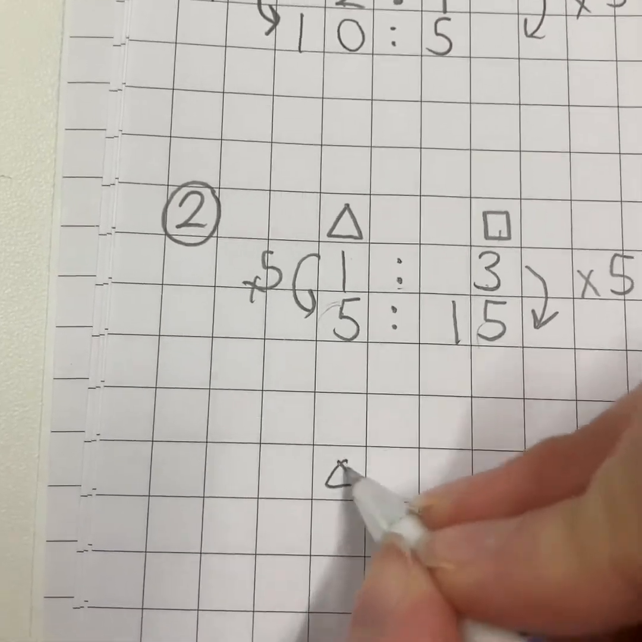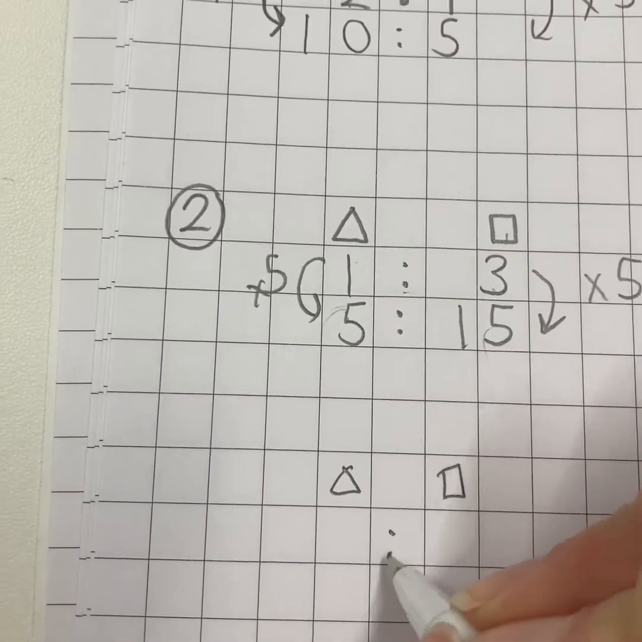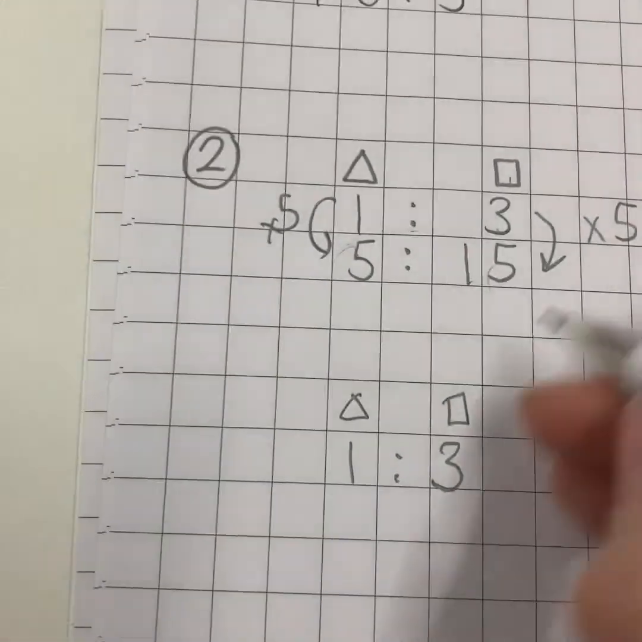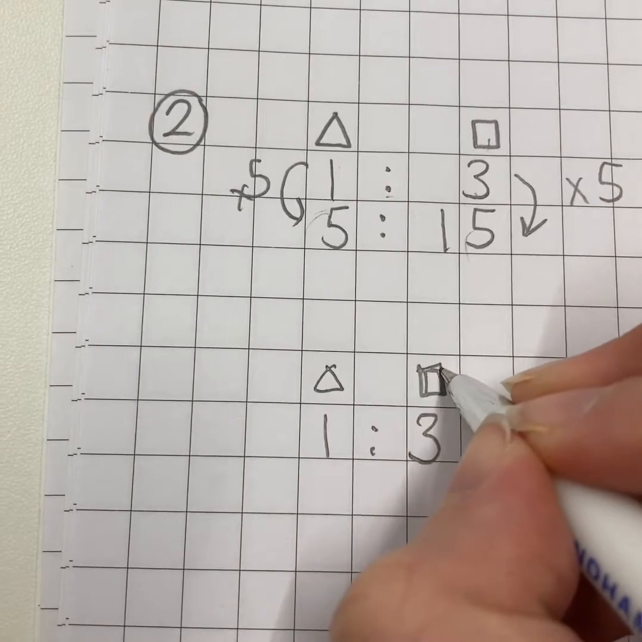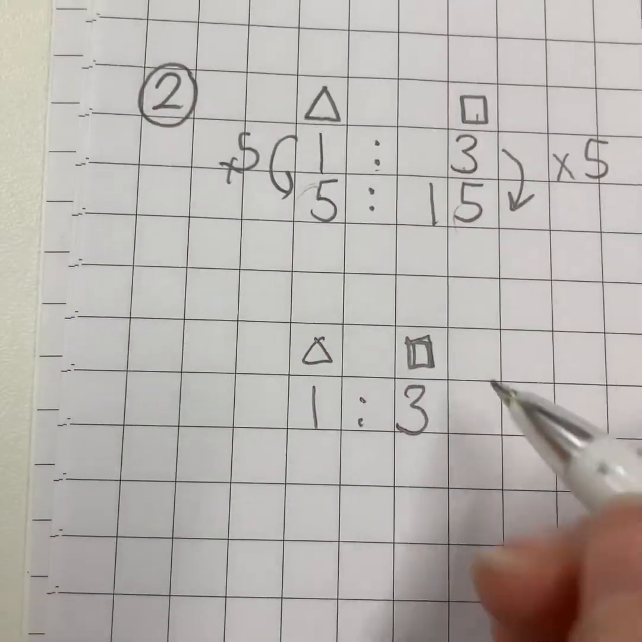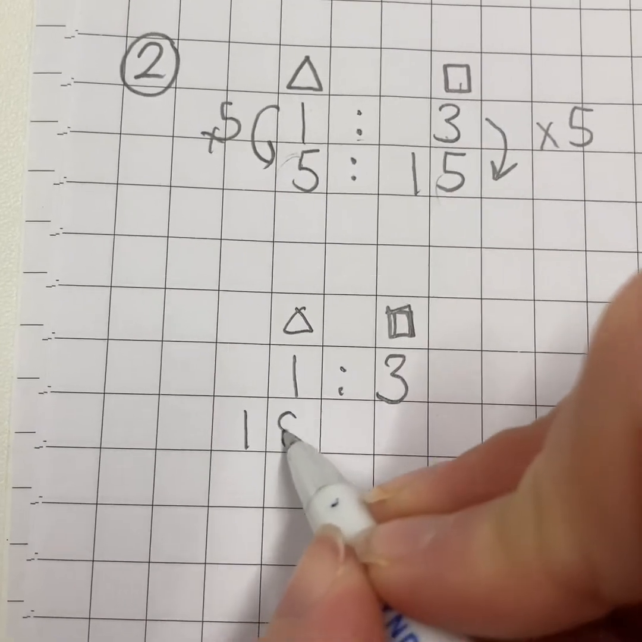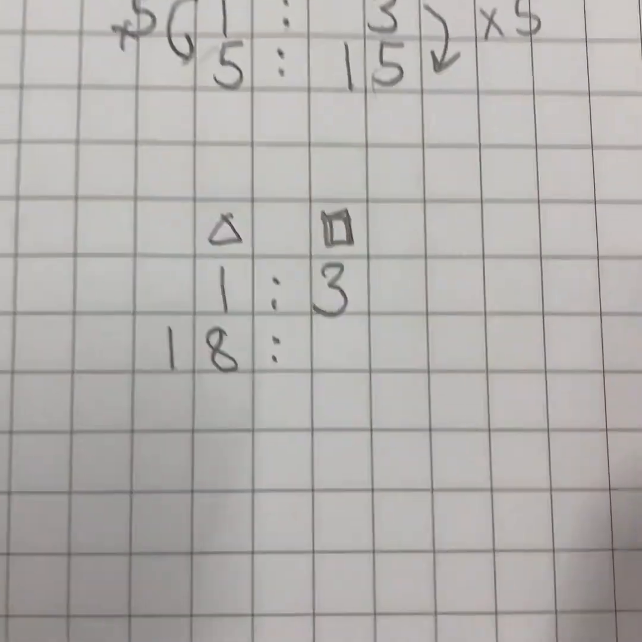Right, I'm going to write this out again. Draw my little pictures so they don't get confused. So the basic ratio is 1 triangle to 3 squares, even though mine looks a little bit more rectangular. So if there are 18 squares, how many triangles are there? So I write 18 here. Is that right?